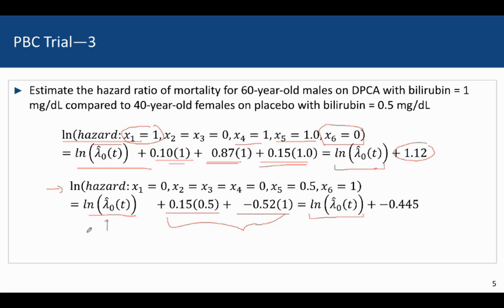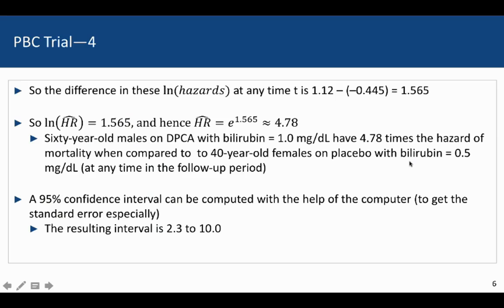So if we were to take the difference in this at a specific time, as long as we're comparing the two groups at the same time in the follow-up period, the difference in their log hazards would be 1.12 minus negative 0.445.